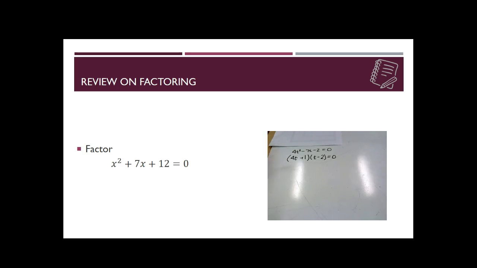So I'm going to do a quick review on how to factor. This is something that you learned earlier in the year. So if you don't remember it, this is your quick review. If you remember it well, then just sit back and relish in how smart you are.